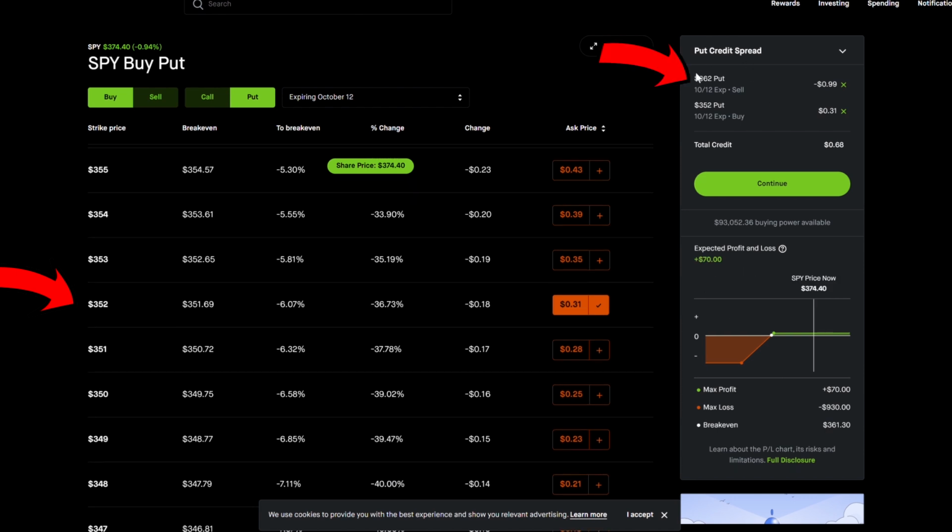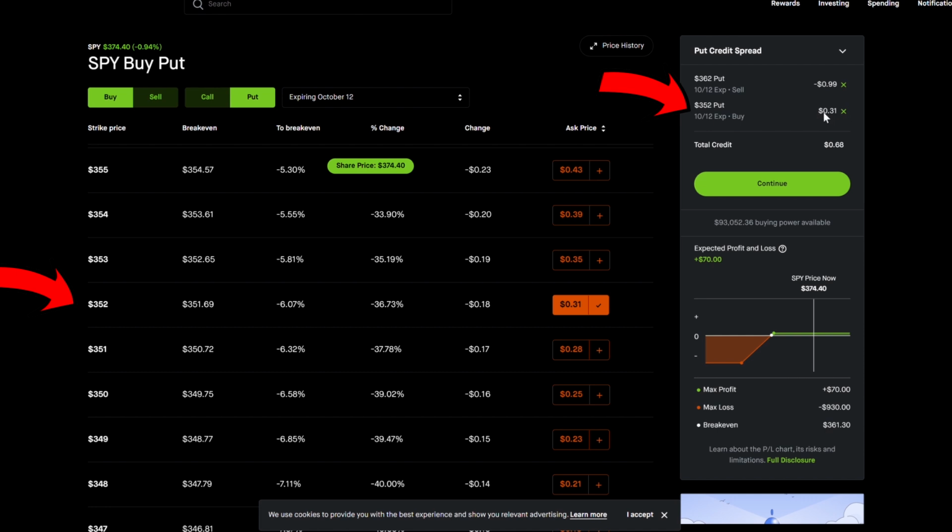So basically, I can sell the 362 put. Robinhood is fine with that, and every broker is fine with that. However, if you don't have the collateral, you won't be able to actually fill this trade. But now that I am buying the 352, I'm basically creating a floor for myself. If the stock were to drop, it cannot drop below 352. Well, if it does, it's not a problem because now my bought put is going to protect my sold 362 put. Now I can pay $31.